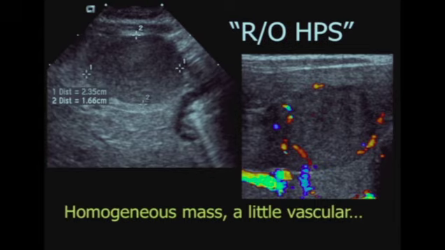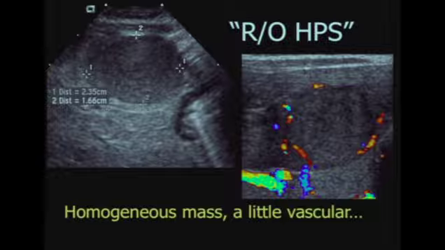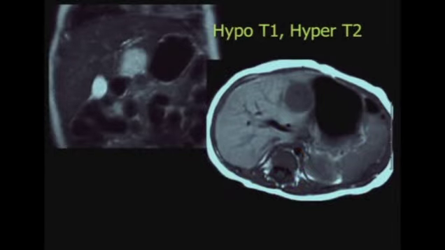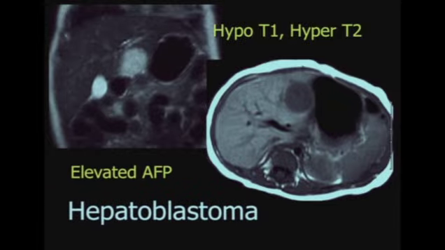Just remember that not all vascular lesions in a child are hemangiomas. This was a child in whom we happened to find an incidental 2.4 centimeter mass during a pyloric stenosis examination. Maybe it's a little bit vascular. This child went on to MRI, and you can see a T1 hypointense and T2 hyperintense lesion with an elevated alpha-fetoprotein. This child had a very small hepatoblastoma.